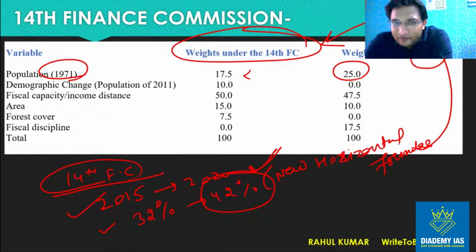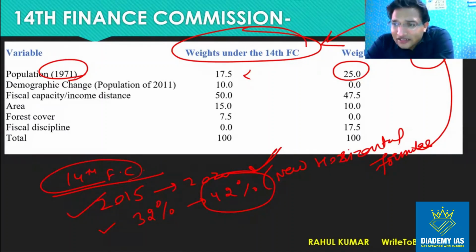So after some time, if we don't take the population of 1971, for example, we take the population of 1991 or 2001, then the population of northern and eastern states has increased a lot, right? So those southern states, which did not increase their population, will be at a disadvantageous position if we consider the population of 2001 or 2011, right?